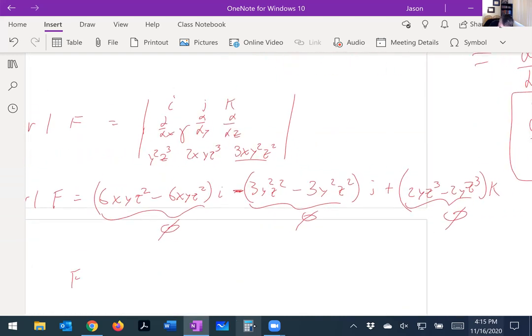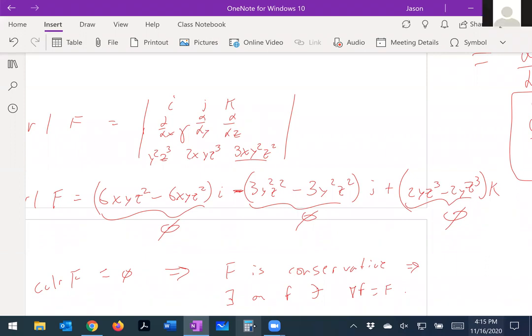We know that the curl of F is equal to 0, which implies that F is conservative, which implies that there exists an f such that del f is equal to F. Boom. Just means that we can find it, okay? It's good to know if you can find that or not, okay? We don't know what it is, but we do know that it exists, okay?